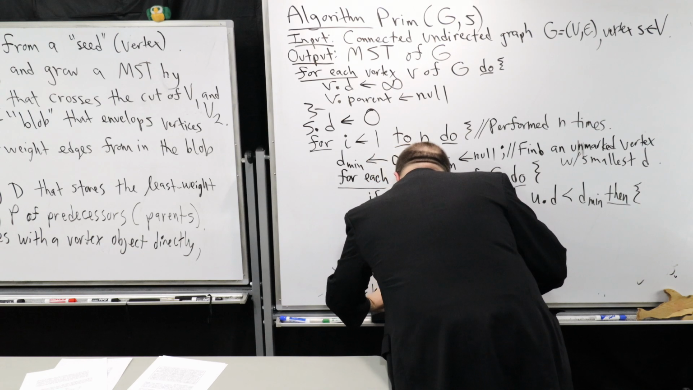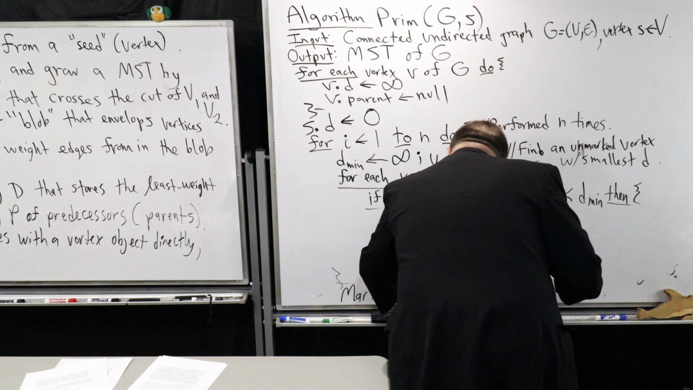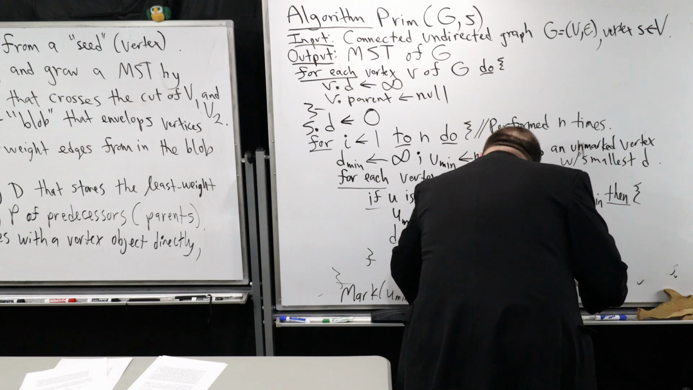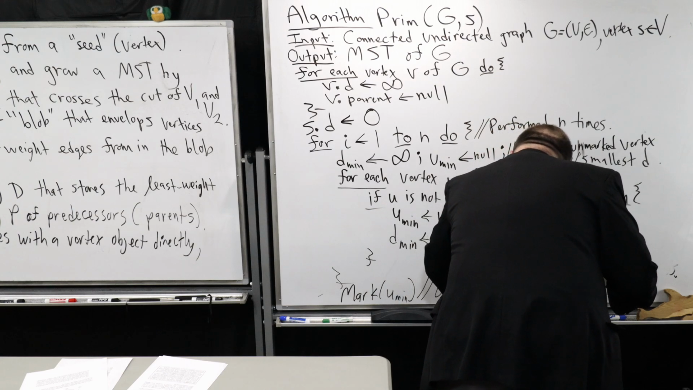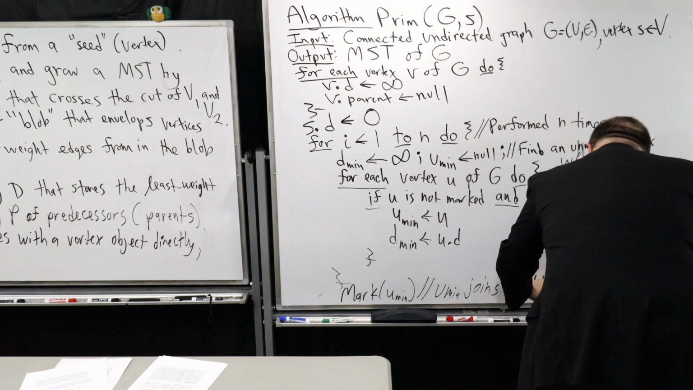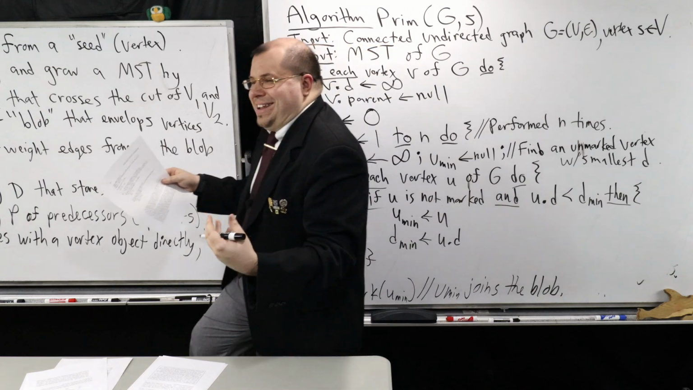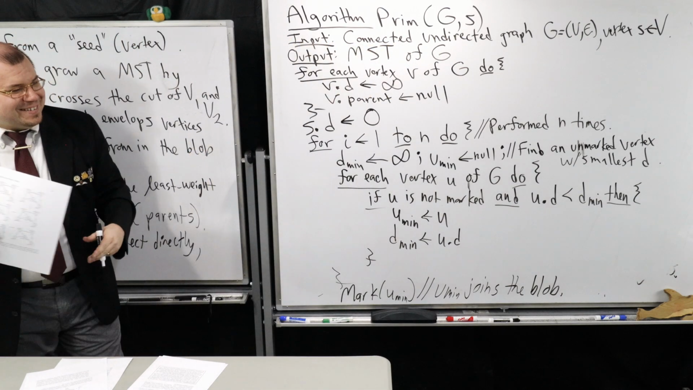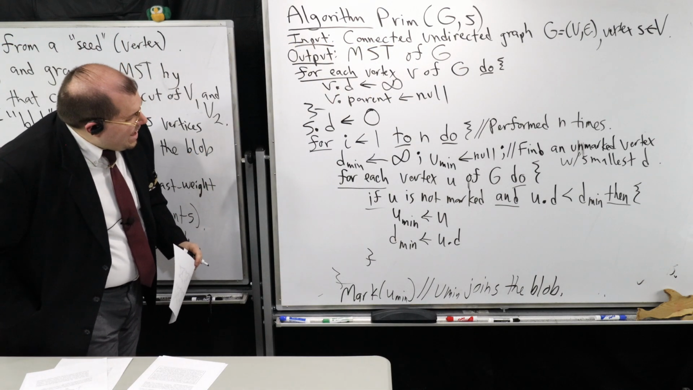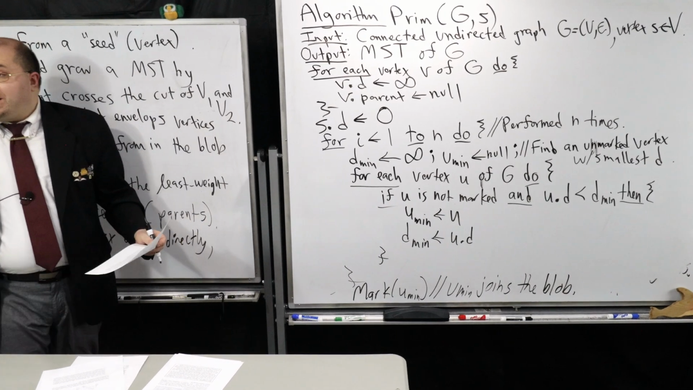So I'm going to mark umin. When this happens, umin joins the blob. So this is right when the blob decides, I've devoured that vertex. It's me now. It's just me. It's me, the blob. So anyways, let me write out the part that updates the edge weights.